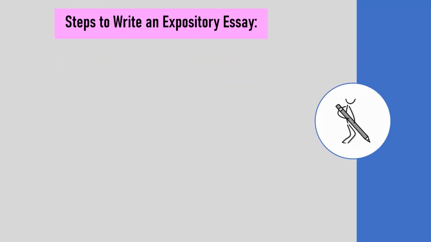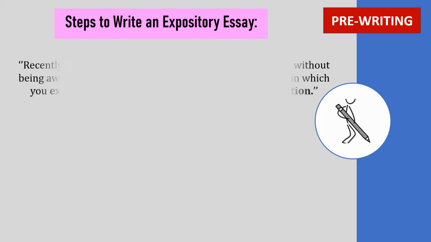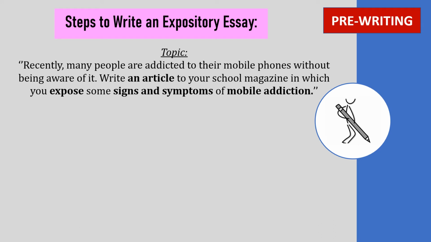Well, there are several things you need to do in the pre-writing stage or before you start writing. Let's check this example. The first thing you need to do is to read carefully the topic, and then you underline the keywords. Let's read this topic or this example.